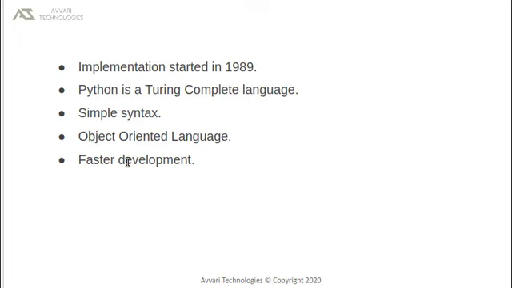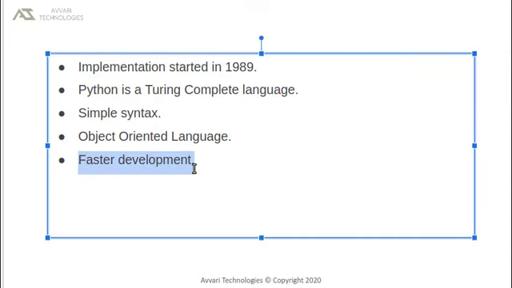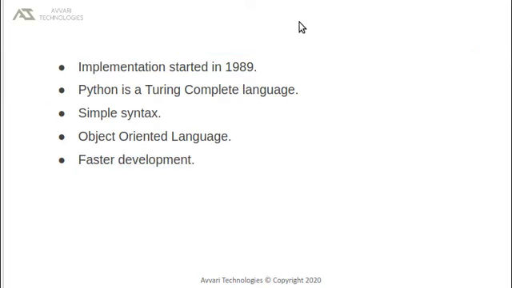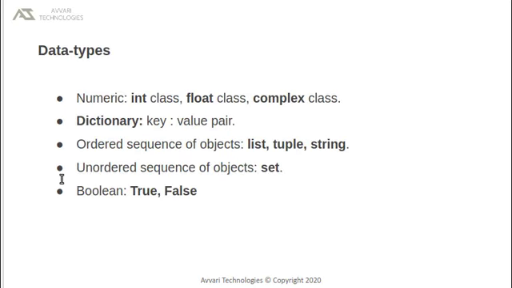Python helps in faster development of software, but the trade-off is Python is not as fast as the compiled languages such as C and C++. So that is a trade-off. Faster development is one of the positive things, and the lower performance is the trade-off for this. Now let us see the data types present in Python.